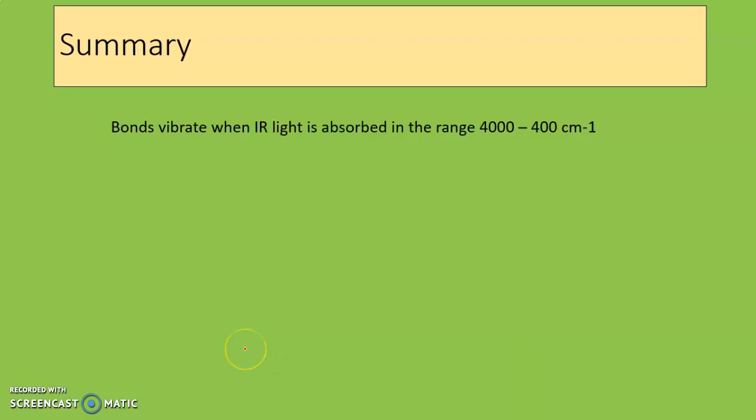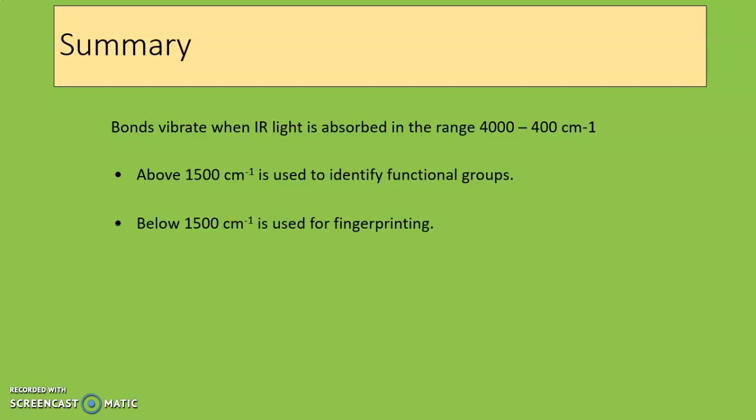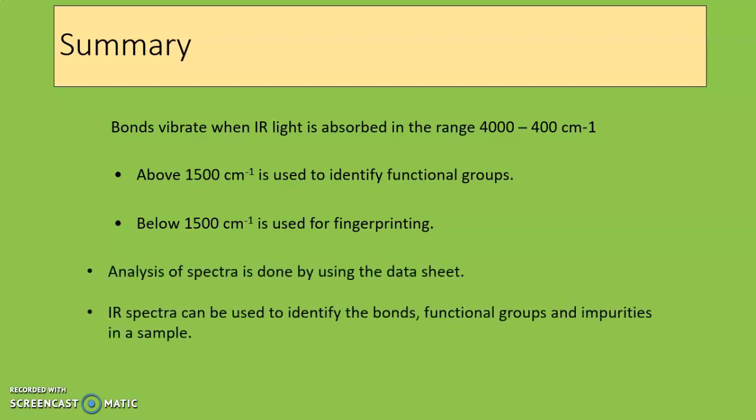So overall, what we've looked into is that the infrared is absorbed in the region 400 to 4000 wave numbers. We only use the region that's above 1500 wave number to identify functional groups. Below 1500 wave number, you will ignore it for fingerprinting, but if you've got access to the database, you can compare the fingerprints for different compounds to identify the nature of the compound. And analysis is done using the data sheet.